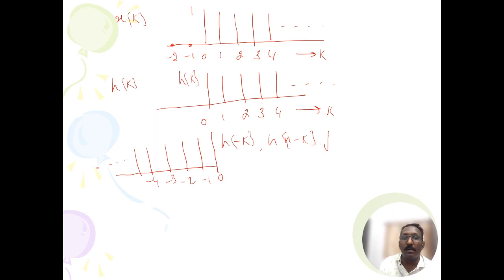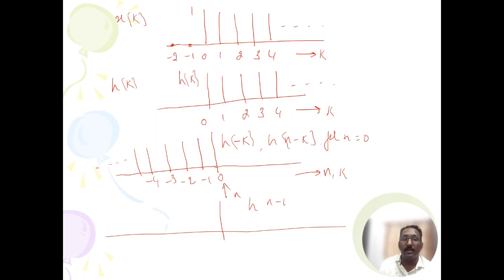For n equal to 0, I am trying to rearrange the axis value n comma k. This point indicates n. With respect to this n point, suppose I want to draw h of n minus k for n less than 0. That means n will be somewhere here, so this will be like this. This is h of n minus k.